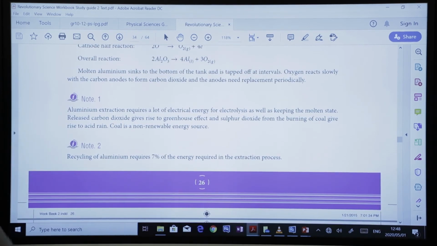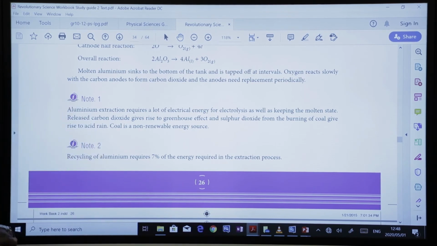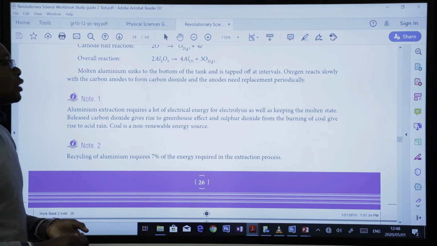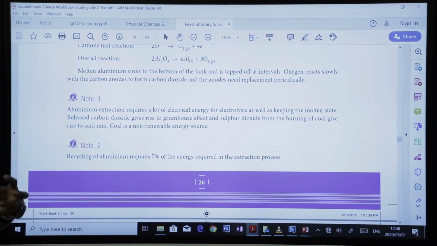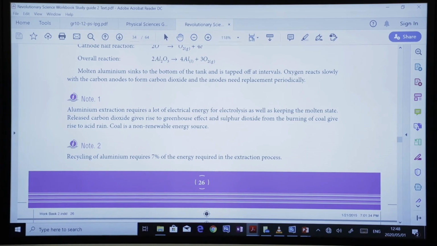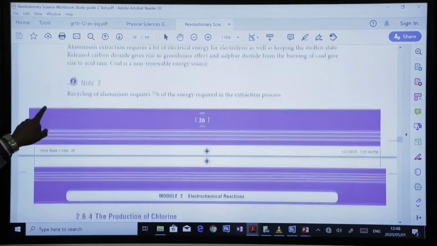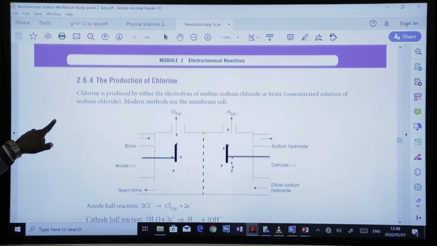Why aluminium is very expensive is because aluminium extraction requires a lot of electrical energy for electrolysis, as well as keeping the materials in the molten state. So you have to keep on heating them sufficiently to remain molten. And the released carbon dioxide gives rise to the greenhouse effect, and sulfur dioxide from the burning of coal gives rise to acid rain, and coal is a non-renewable energy source. So you need to take note of that, as you might use it in some of your explanations as you'll be answering typical examination questions.